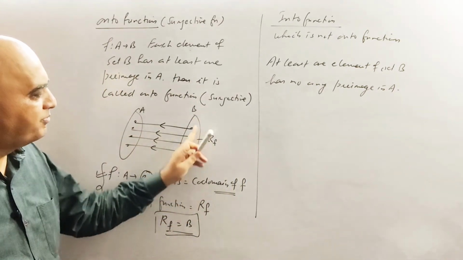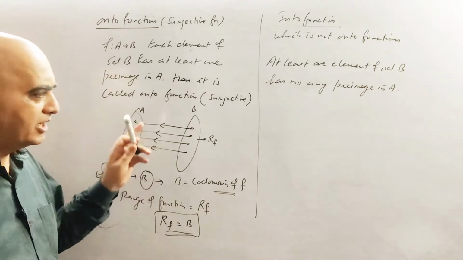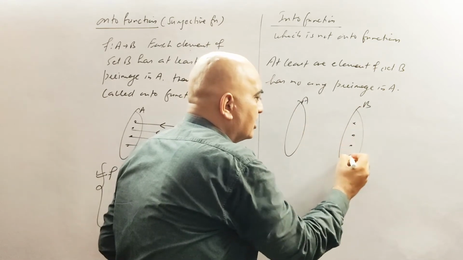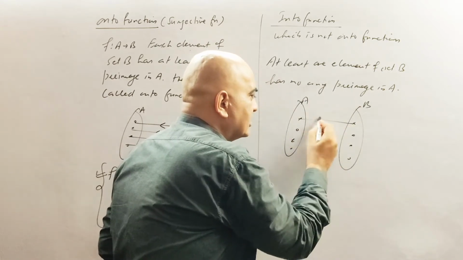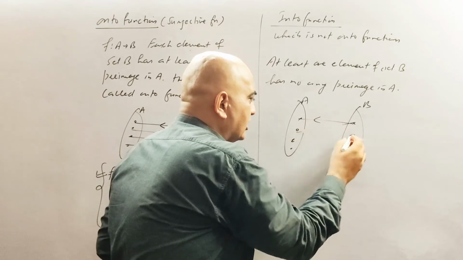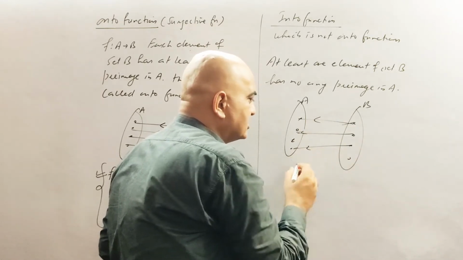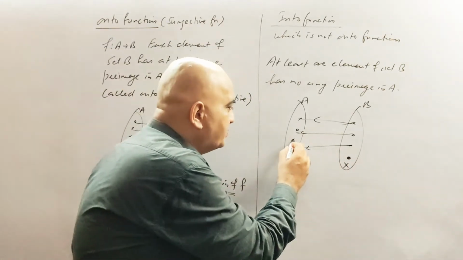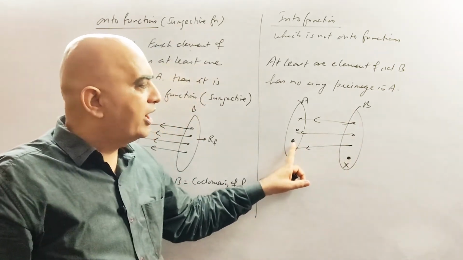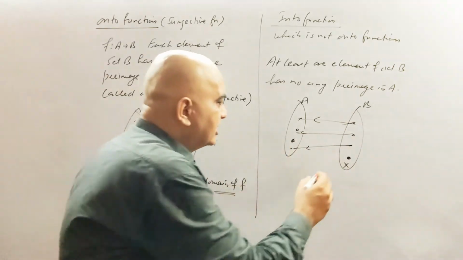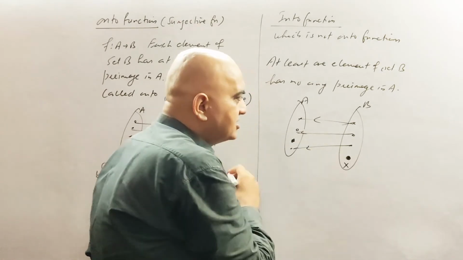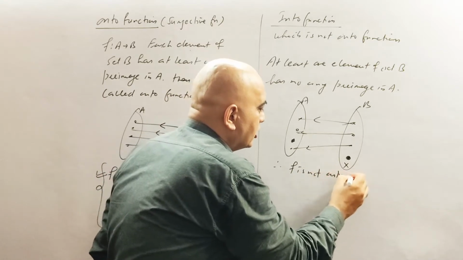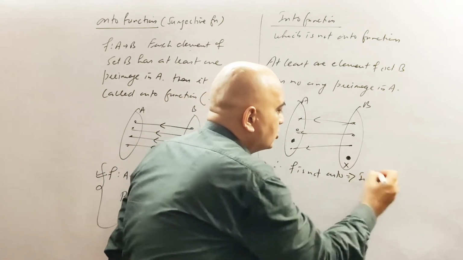So basically what did we say? If each element of B has at least one preimage in A, it is onto. But if we have this kind of condition, B set is there, A set is there, and we are taking four elements again, but some have images and one has no image in that set, right? This B set has one element which has no pre-image in A set. So this function is not onto. Not onto means that will be into function.